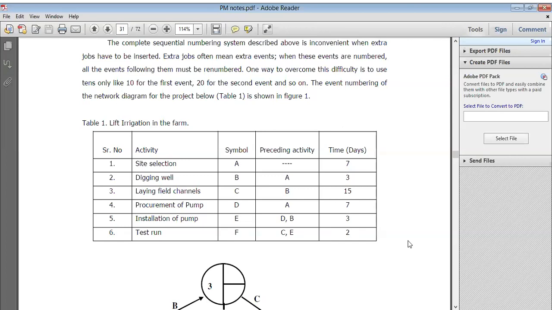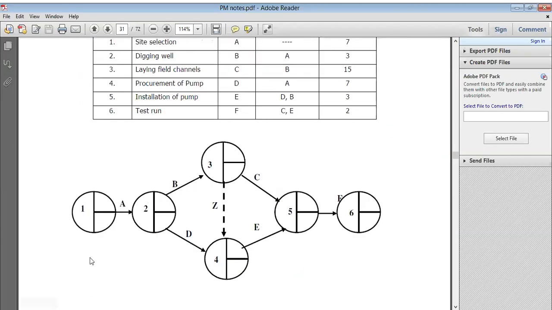And for test, the F code is there, and test is dependent on C and E. C has completed the channels, all channels are fitted, and E has installed everything, right? So then F starts the test. Yes, water will come or whatever activity they require, right? So here the duration time of the test is 2, and here we have seen the critical path.